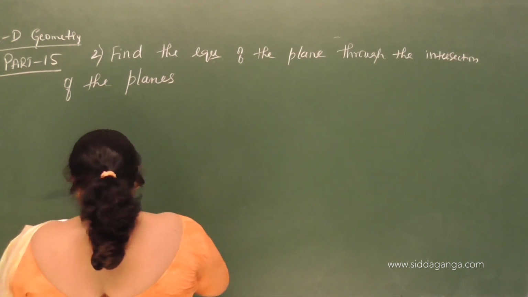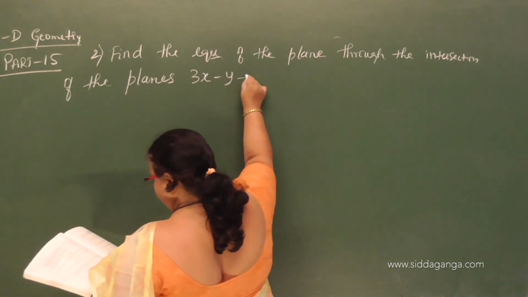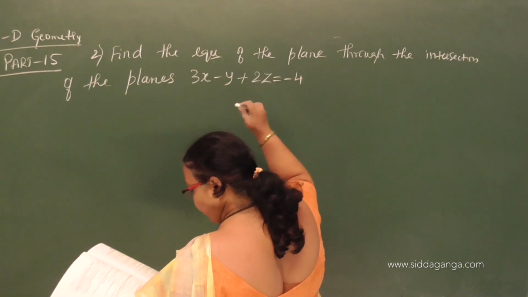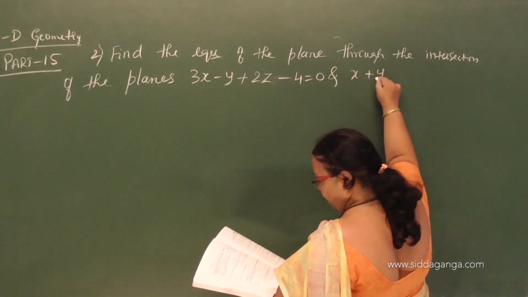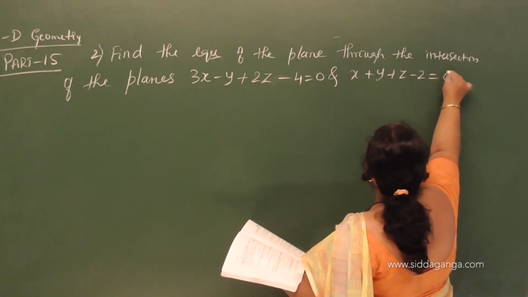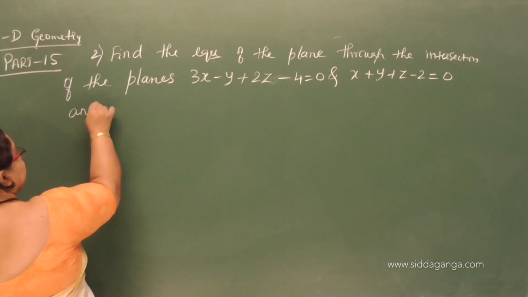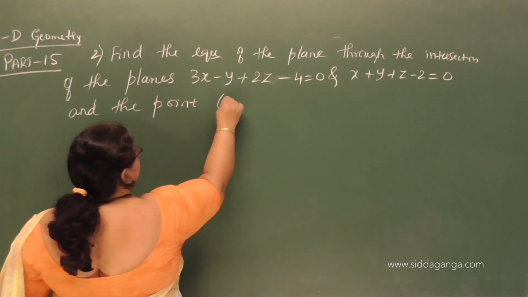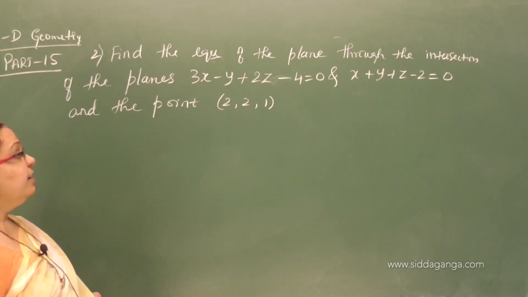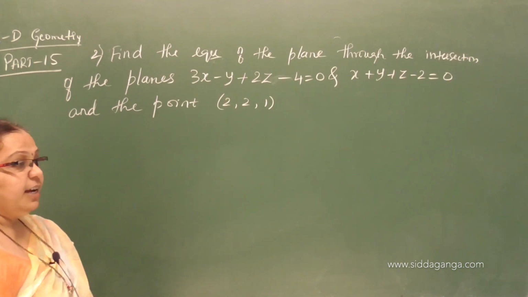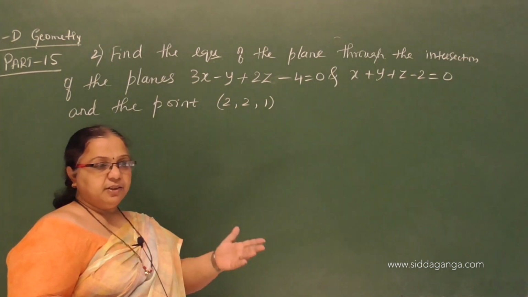The given planes are 3x minus y plus 2z minus 4 equal to 0, and the second plane is x plus y plus z minus 2 equal to 0, and the point whose coordinates are 2, 1. Here the given plane equations are in Cartesian form, so it becomes easy to do. If the vector form equation is given, we can directly write it in Cartesian form, solve, and write it back in vector form.